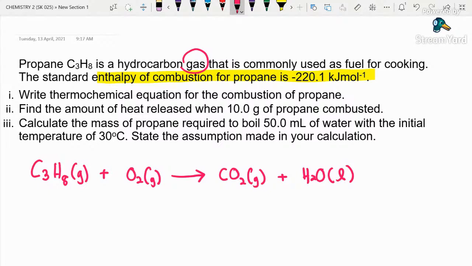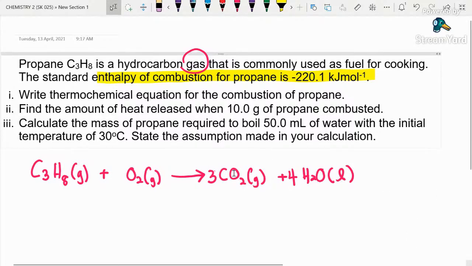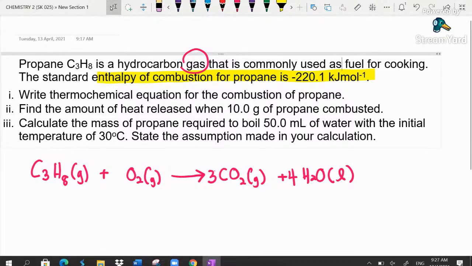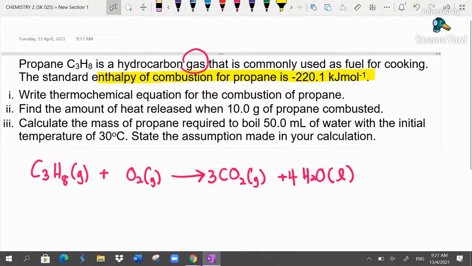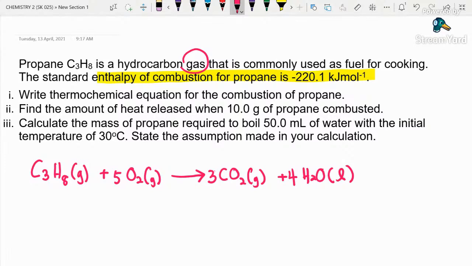So how to balance the equation? We need 3 mole here. We need 4 mole here. And then oxygen, we have 3 darab 2, 6. 6 tambah 4, 10. So, kita nak 10, so 5. And the delta HC is negative 2 2 0.1 kilojoule. Okay, so this is how we write the thermochemical equation. And this is the answer for point 1.